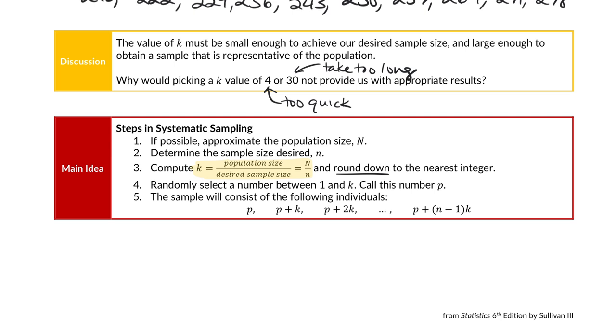The main idea here is this value for K. Identifying the right K value for systematic sampling is a kind of problem I will ask you about.